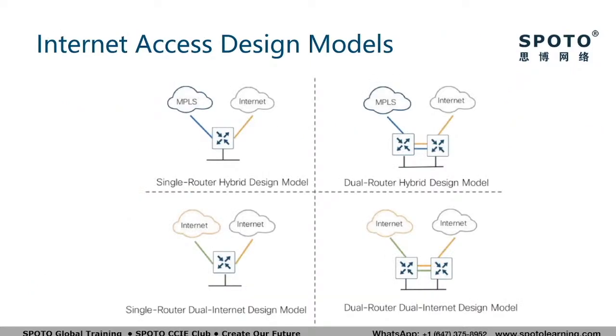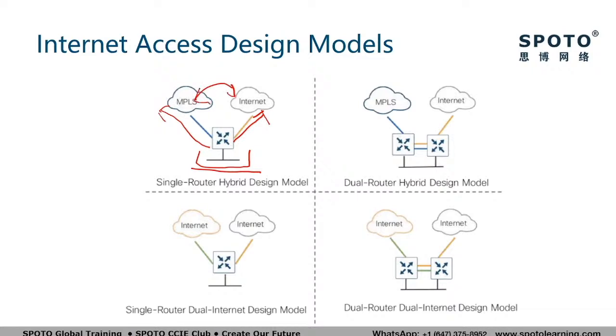For the internet access design models, usually we have 4 types. For small business, for example, a remote branch has about 5 people, let's say, we can use this single router hybrid design model. A single router at the internet edge. We can have both MPLS, it is for the WAN connection, and local internet breakout. We can leverage these 2 circuits to split the traffic based on the design.